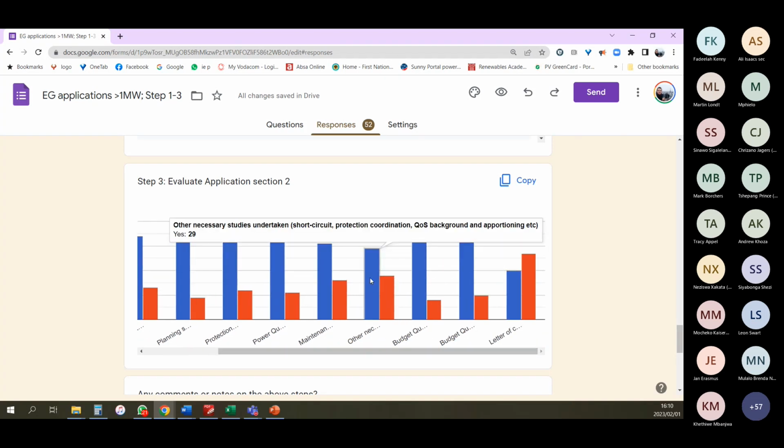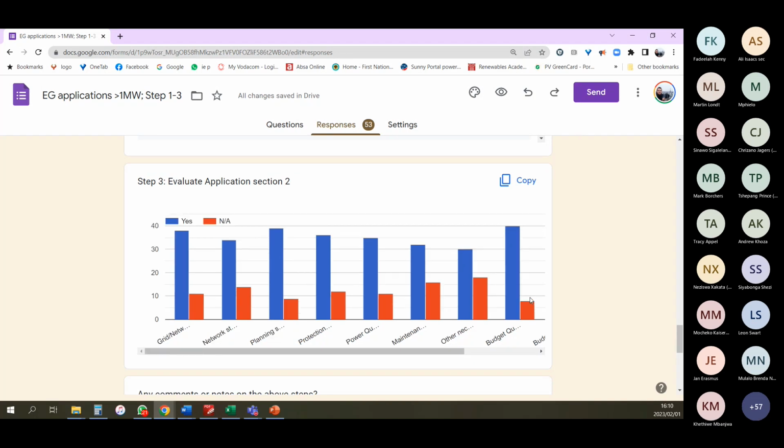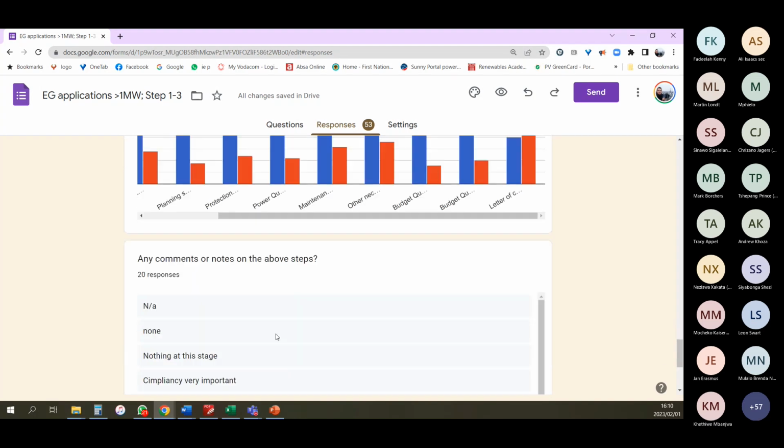Are there any other studies undertaken? I think, Gerard, you made a valid point. It would make sense to break these down so that you could check each one of them individually, because it could be halfway yes, halfway no, and then it's a no. So, budget quote issued, been accepted, and the letter of consent. Most people said not applicable, which is true because this person is not going to wheel, so it falls away. So let's see what feedback we get.